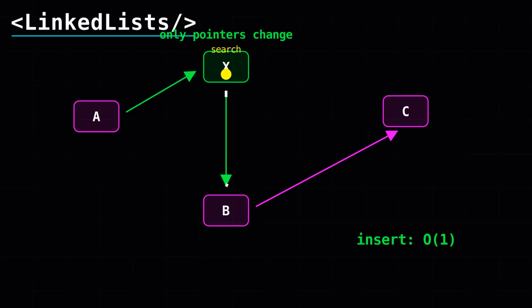But flexibility has a cost. A linked list cannot jump directly to an index. To find an item, it must start at the head and follow the chain one node at a time. A long list may require thousands of steps.